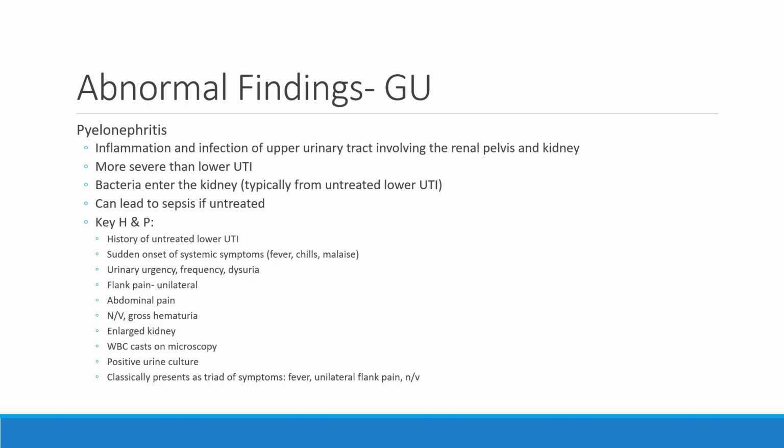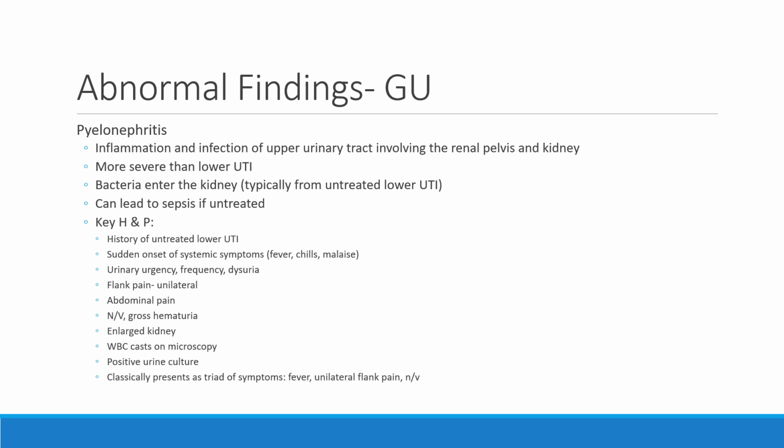Pyelonephritis is inflammation and infection of the upper urinary tract involving the renal pelvis and kidney. So it's more severe than lower UTIs. Bacteria can enter the kidney typically from untreated lower UTIs, and it can spread to sepsis if it's left untreated.